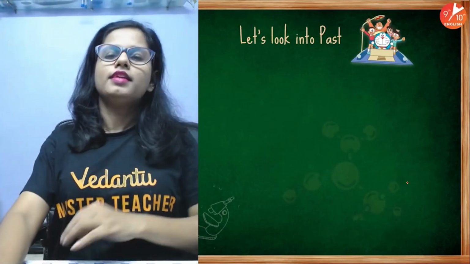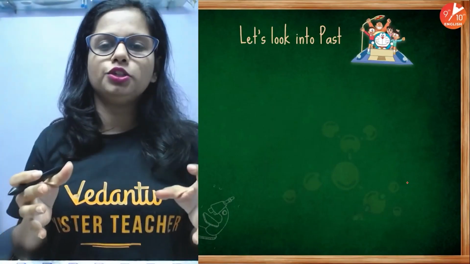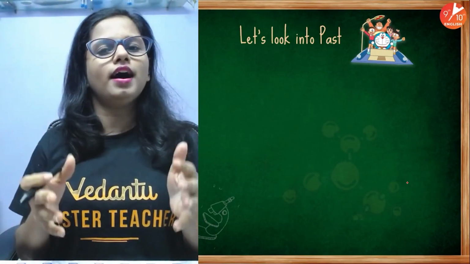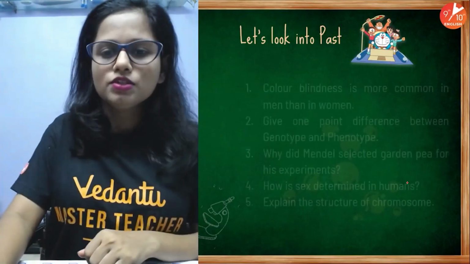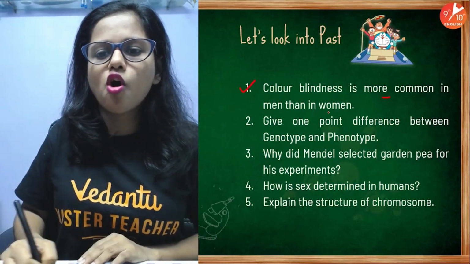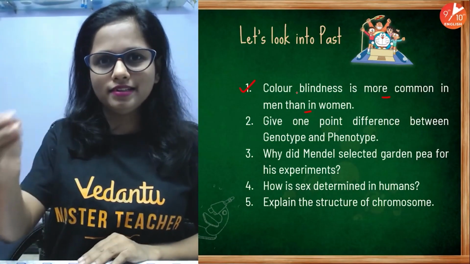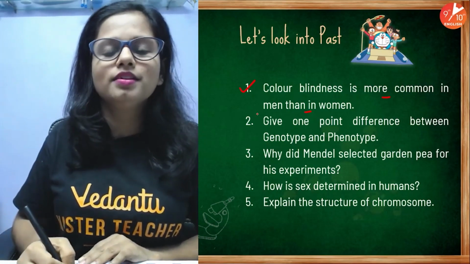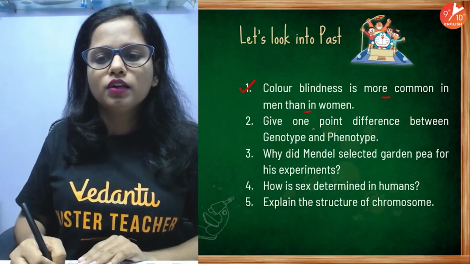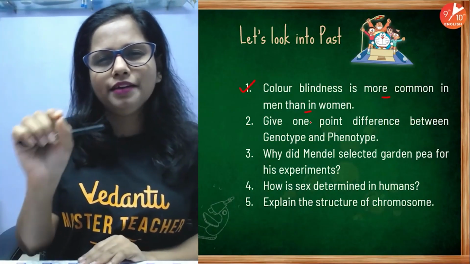Okay, people, now let's have a look into the past, at which questions are really important and were frequently asked. So people, the first one: color blindness is more common in men than in women. Again, sex linked inheritance, from this particular concept this question has been asked. Must do. Then, give 1 point of difference between genotype and phenotype.